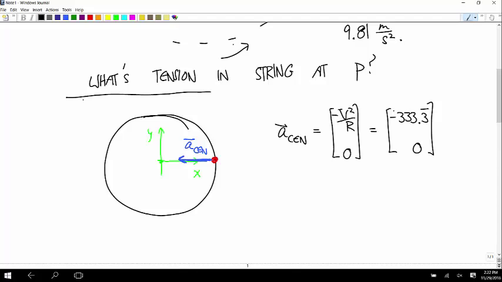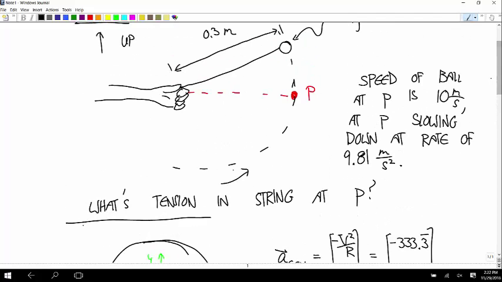The last example problem we did, the speed was constant. It was uniform circular motion. So there was no tangential acceleration. This one, it says in the problem that it's slowing down. And so now we have to consider the tangential acceleration because the speed is changing.